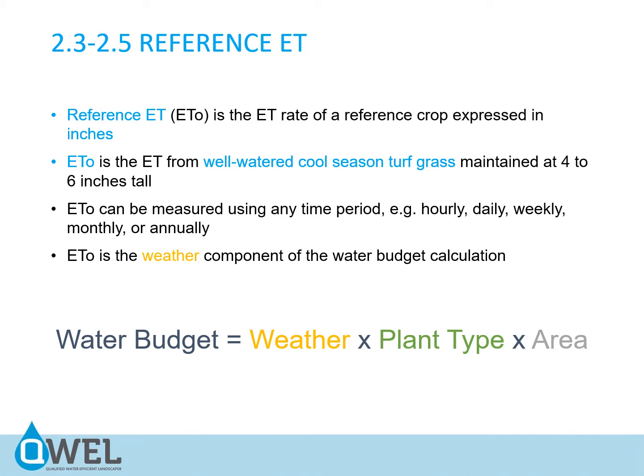ETo can be measured using any time period, for example an hour, a day, a week, a month, or annually. ETo is the weather component of the water budget calculation. Again, the water budget is weather times the plant type times the area.